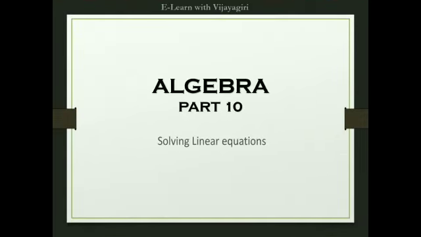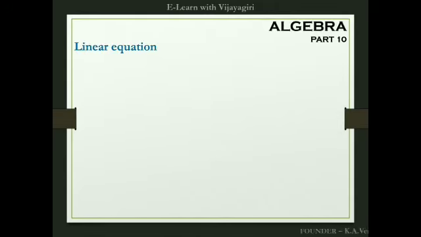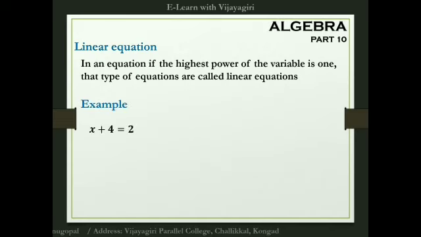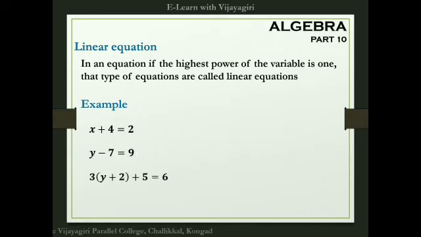This is Algebra Part 10 and in this part we are going to discuss solving linear equations. In an equation, if the highest power of the variable is 1, that type of equation is called a linear equation. Let's check some examples. x + 4 = 2, y - 7 = 9, 3(y + 2) + 5 = 6. These all are linear equations.